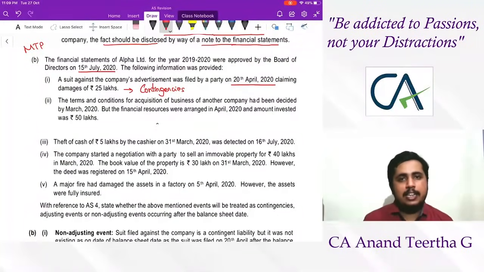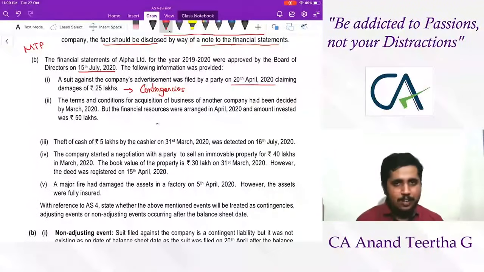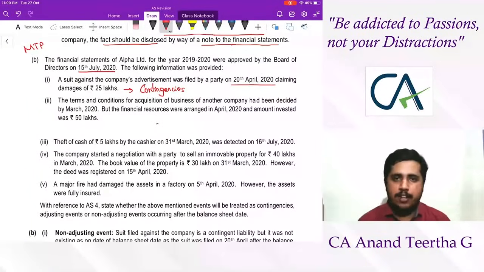Then does this relate to anything as on the balance sheet date? No. If you could see here, the filing took place on 20th April itself. So therefore it's a new event and it's a contingency. It's not an event adjusting the financial statement. And do we need a note to the financial statement, because contingency is shown as a note? No, not needed, because it is happening after the balance sheet date. It's a non-adjusting event. So therefore do not consider.